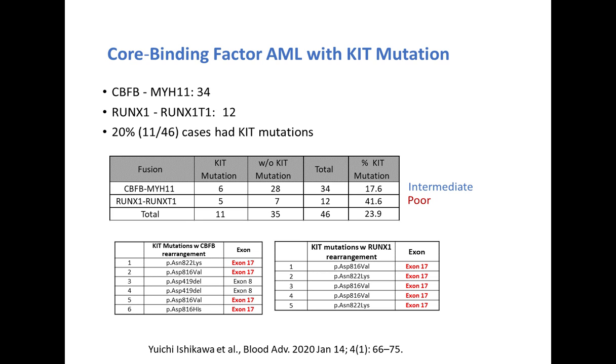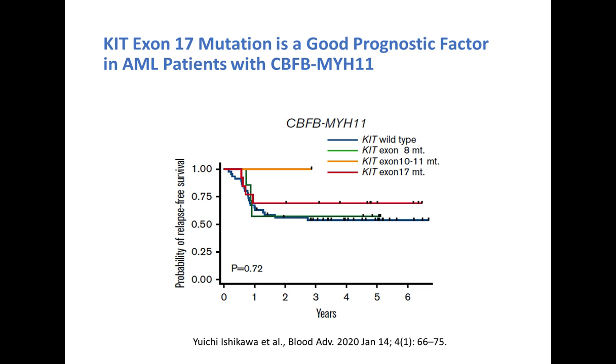And for RUNX1T1 translocations with Kit mutations, there are 5 samples, and all of them are from exon 17. So if the patient has CBFB-MYH11 translocation, also a Kit mutation on the exon 17, it is not really bad. If you see the red line, compared to the wild type Kit, it is not really bad. It's considered still good.